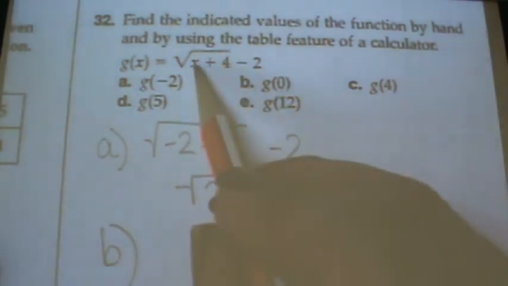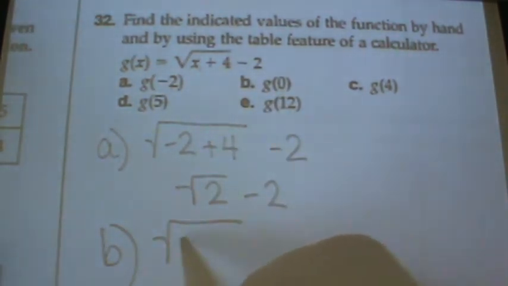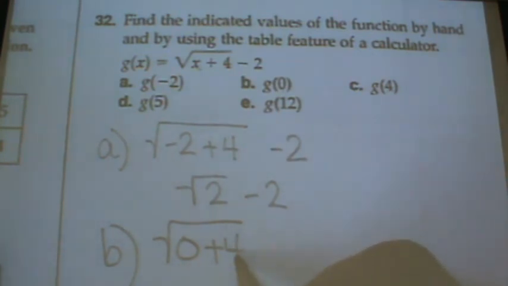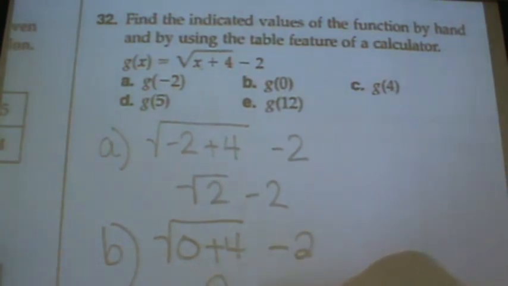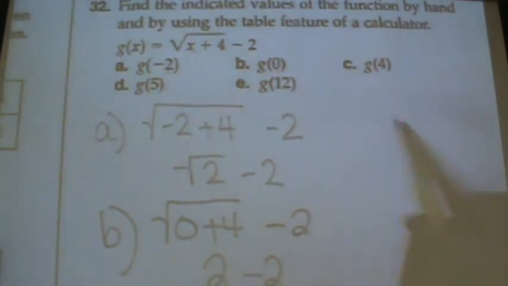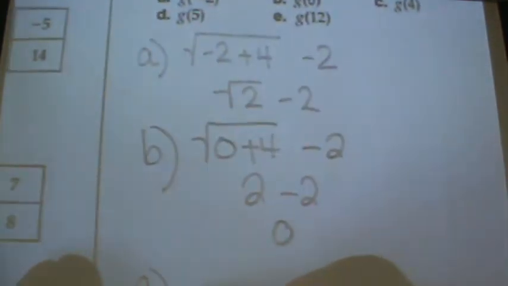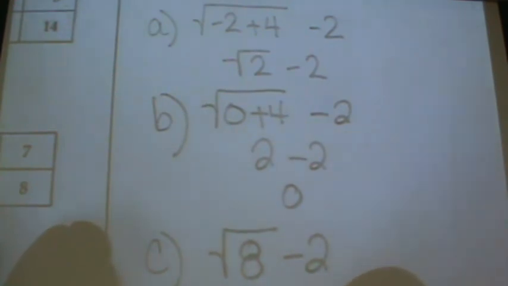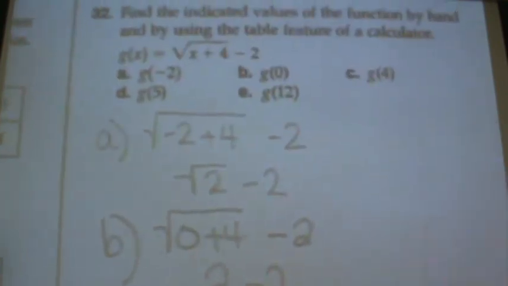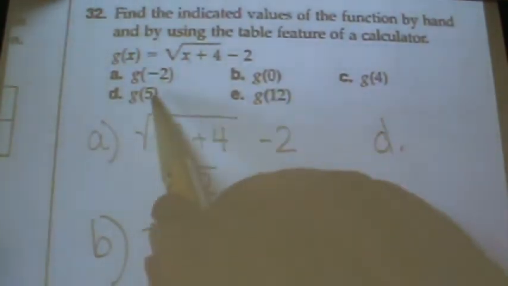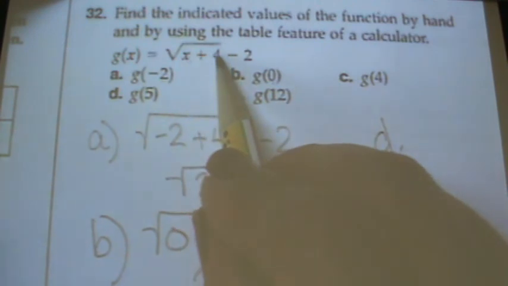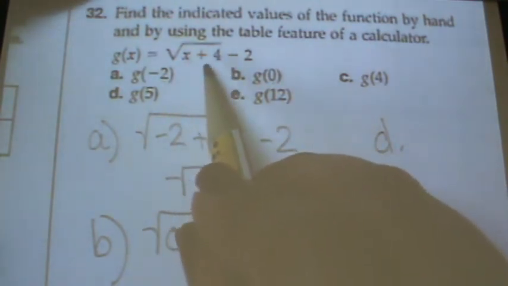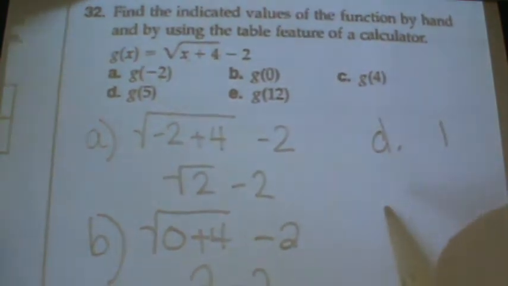For B, when you plug 0 in here, well, 0 plus 4 is 4, and the square root of 4 is 2, and 2 minus 2 is 0. For C, 4. 4 plus 4 is 8, so we get the square root of 8 minus 2. Some of you may want to simplify it as 2 root 2 minus 2. For D, if you plug a 5 in here, 5 plus 4 is 9, the square root of 9 is 3, and 3 minus 2 is 1. We do that in our head.